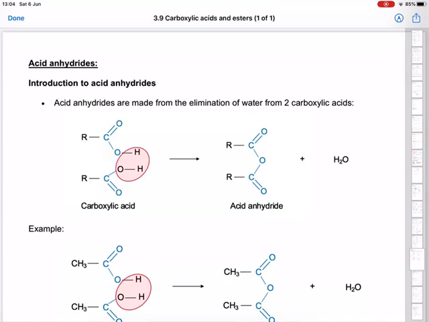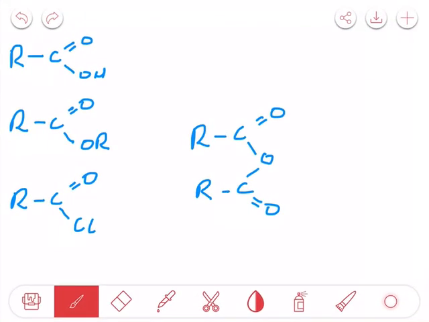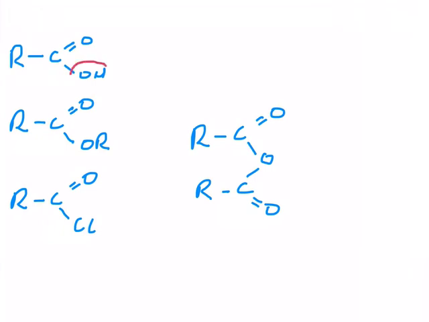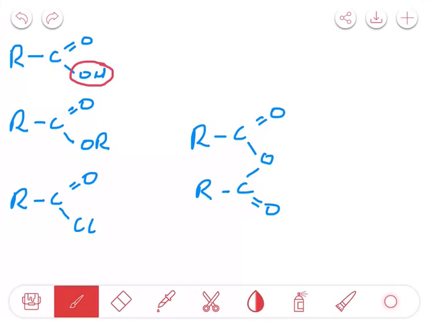So another derivative of the carboxylic acids is the acid anhydrides. And before we have a look at this, let's just recap on what we mean by a derivative. Remember, this whole unit is about carboxylic acids and their derivatives. And this one here is a carboxylic acid because we have an OH.